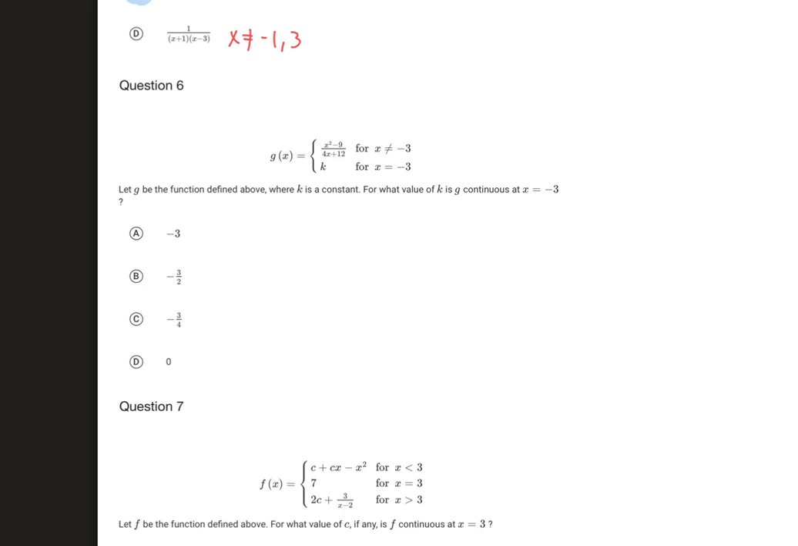Okay, so we want to know what value of k will make g continuous at x equals -3. So this is one where this must have a hole in it at x equals -3, and then we'll fill in that hole with a certain y value that'll bring that point into the hole. Okay, so the way to do it is look at the function.